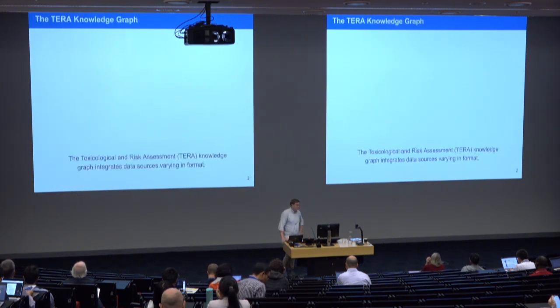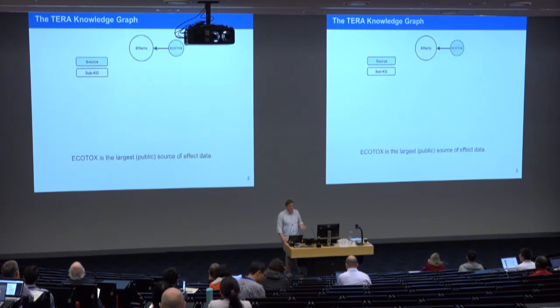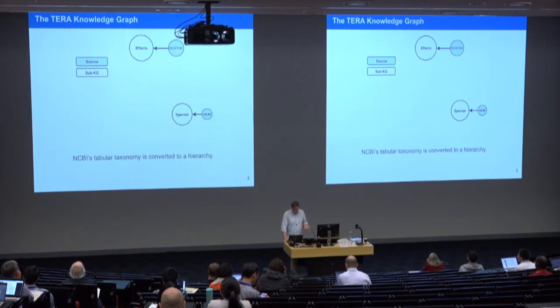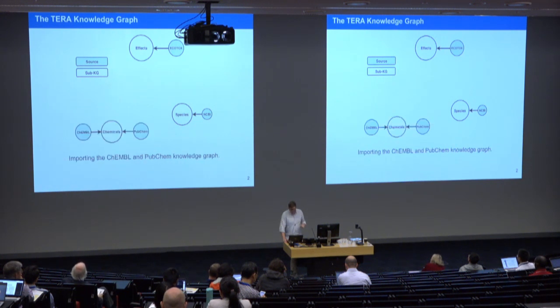And then to mitigate this, we have created a knowledge graph embedding approach, and therefore we need a knowledge graph, which has multiple benefits, obviously. So to gather this effects data, we use the US Environmental Protection Agency's Ecotox database, and to gather some species data, which we need to make predictions, we use the NCBI taxonomy.